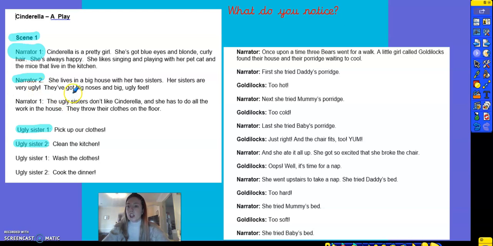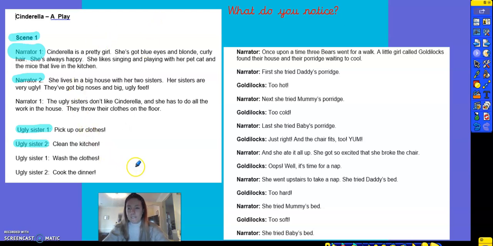Narrator 2: She lives in a big house with her 2 sisters. Her sisters are very ugly. They've got big noses and big, ugly feet. The ugly sisters don't like Cinderella, and she has to do all the work in the house. They throw her their clothes on the floor. Pick up our clothes! Clean the kitchen! Wash the clothes! Cook the dinner!